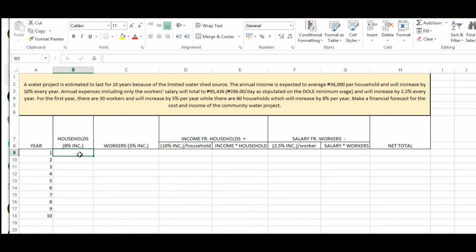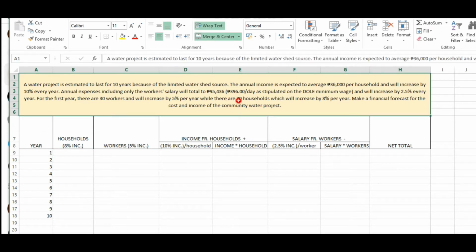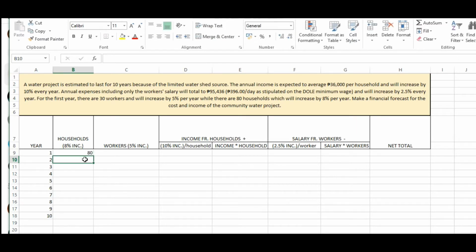So, let's input this one. So, in the first year, we are given na there are 80 households. So, we'll input this 8 here. And next is that nag-i-increasing household every year. So, we're gonna click this link here and then parentheses and click here again and we'll multiply it by 8%. Or if wala naman kayong percent na symbol, you need to click pa itong insert here. So, you can just put it, so you convert the 8% to decimal form, which is 0.08, not 0.8, because 0.8 is equal to 80%, and we only need 8% here. So, ayan.